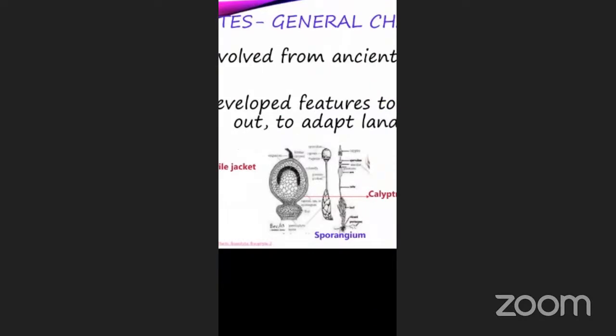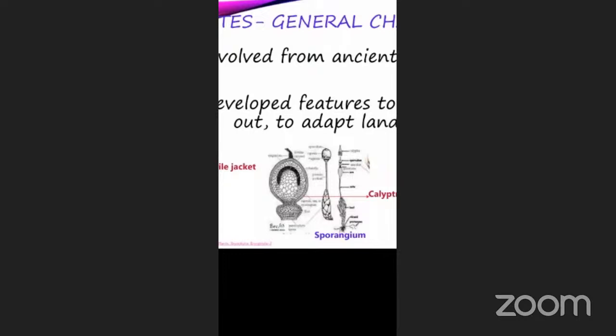Foot means? What foot? Like a rhizoid, sir, where it is attaching to the substratum. No, we do not have rhizoids in the sporophyte. I already told you, the sporophyte is completely dependent on the gametophyte. This could be the base. Yes, this one is the base to attach the sporophyte to the gametophyte.